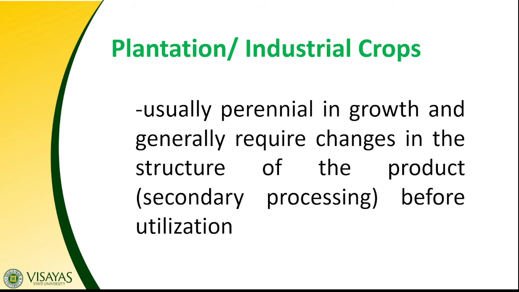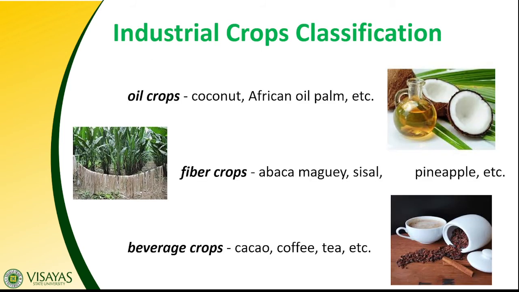Now let's proceed to the plantation or industrial crop production system. We define plantation or industrial crops as crops having usually perennial growth habit and generally requires changes in the structure of the product. We call these changes in the structure of the product secondary processing before utilization. And we have these categories or classification of industrial crops. The number one is oil crops. This includes coconut, African oil palm, and others. So we have here at the sides coconut, and one of the secondary products is oil.